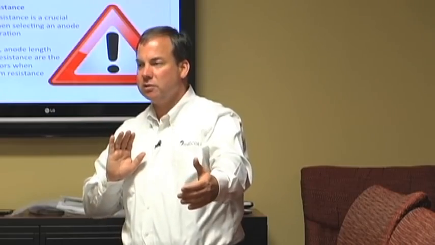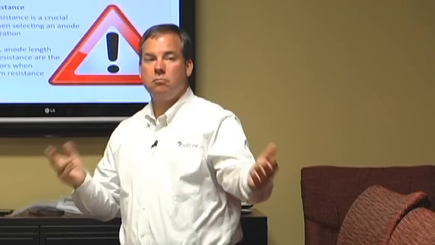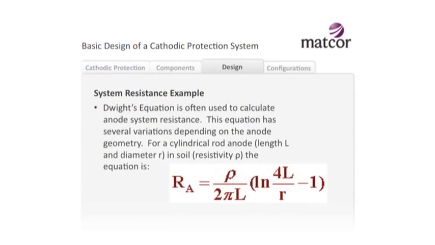anode length really drives what the resistance of the anode is. The longer the anode, the lower the resistance of the anode. And we have some equations that we run through. We have an equation called Dwight's equation we use to calculate anode resistance. I'm not going to get into calculating that too much.